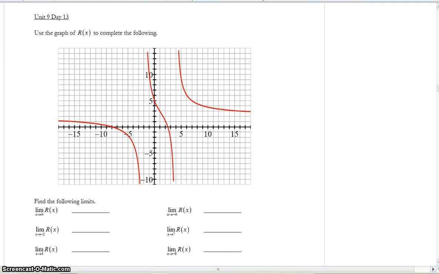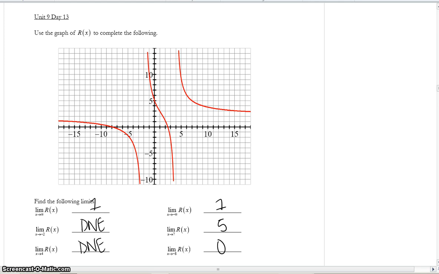Use the graph of r of x to complete the following. So I want you to take a minute here and find these 6 limits. Remember that if our limit does not have a positive or a negative exponent, it's our job to look at it as it's coming from the left and the right side. Okay, so take a minute and find these 6 limits.